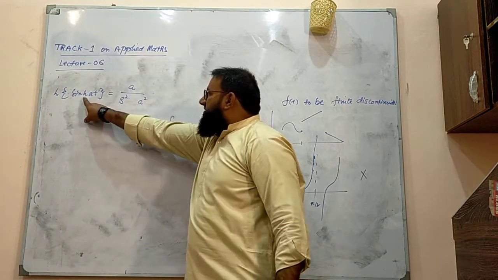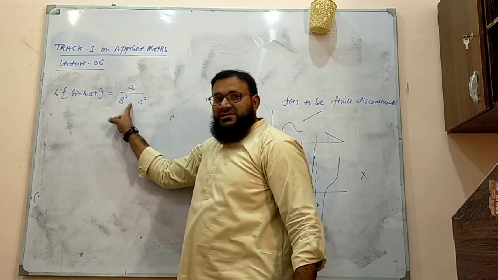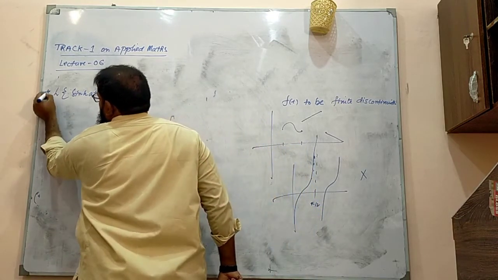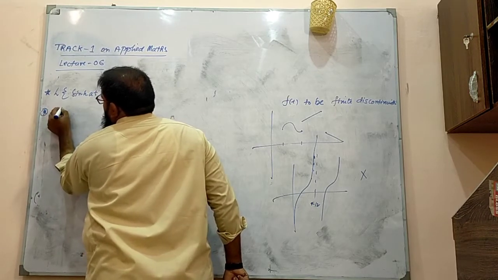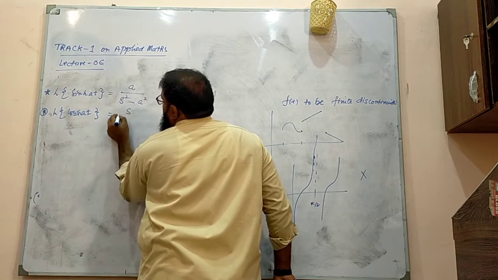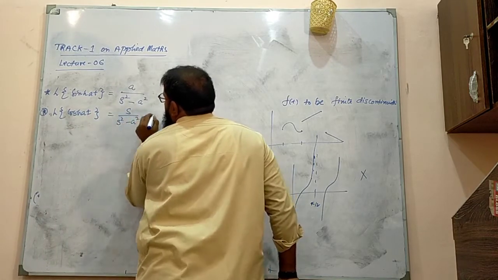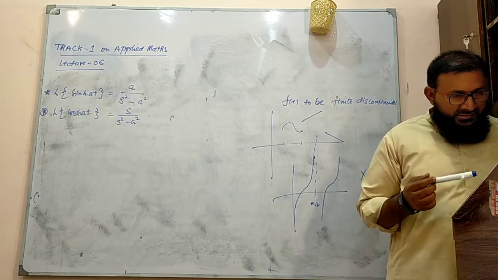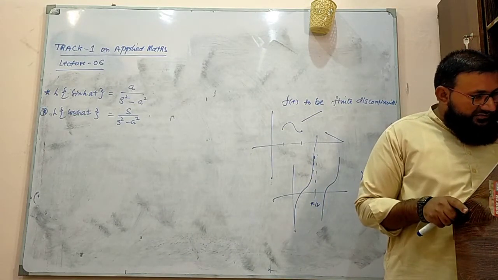But the Laplace transform of sine hyperbolic at is a over s square minus a square. What is the difference? If this is simply sine at, there is a plus here. If this is sine hyperbolic, there is minus here. Similarly, the Laplace transform of cos hyperbolic at is s over s square minus a square. These are some famous Laplace transforms.